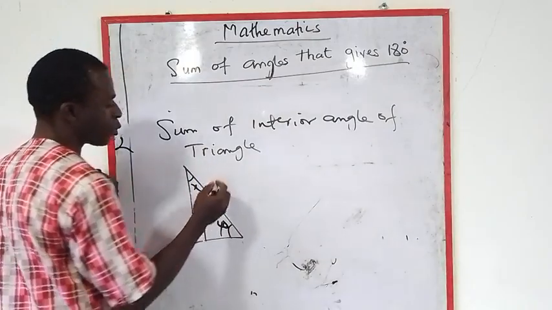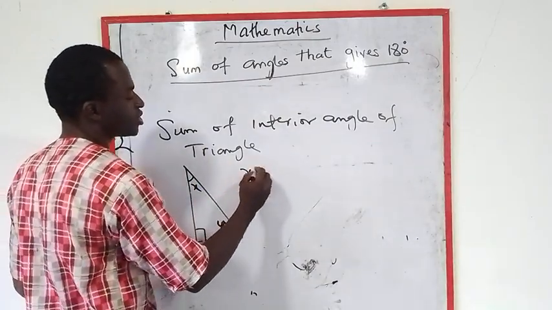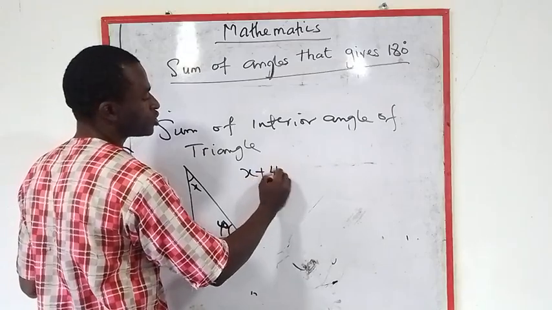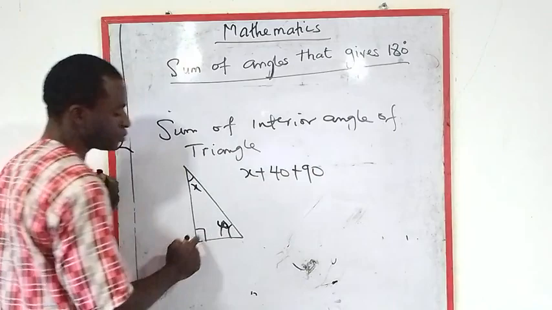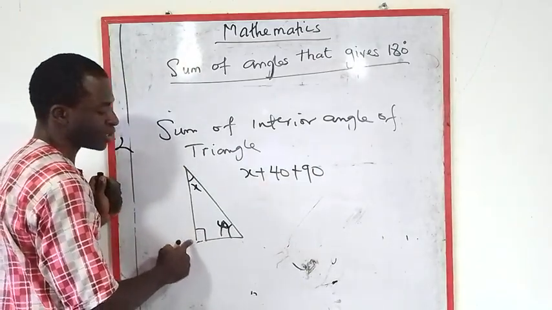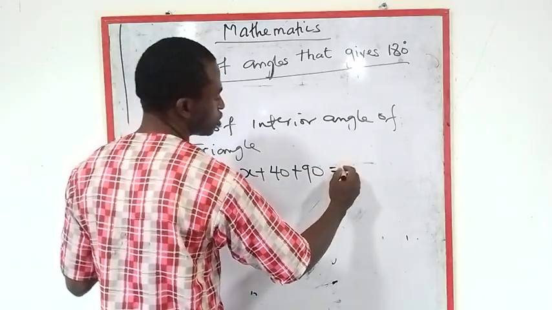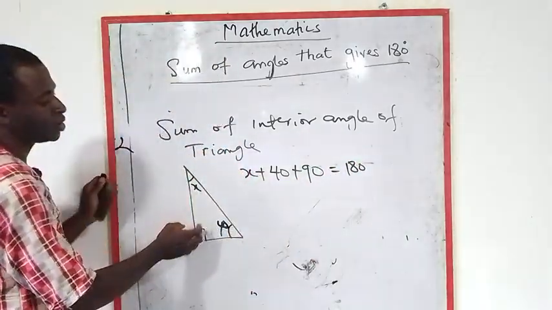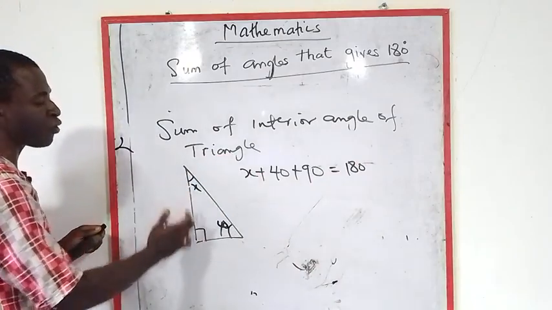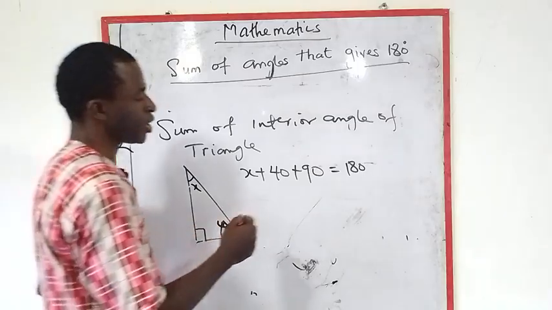So for a question like this, in essence, we are saying S plus 40 plus 90. This symbol means 90, a right angle. We call it a right angle. So when we sum it up, remember the law, that the sum of the interior angles of a triangle is equal to 180.